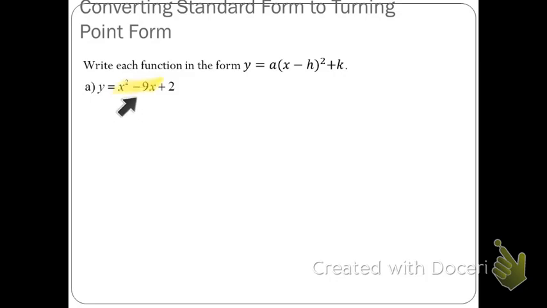So we're going to take the two variable terms, turn them into a perfect square trinomial, and then we're going to rewrite them as a binomial squared. And as soon as we've done that, then the equation is going to end up looking just like what you see right here. So we're going to complete the square to write an equation in turning point form. Just watch what I do here. The process is actually pretty simple once you've seen it once or twice.